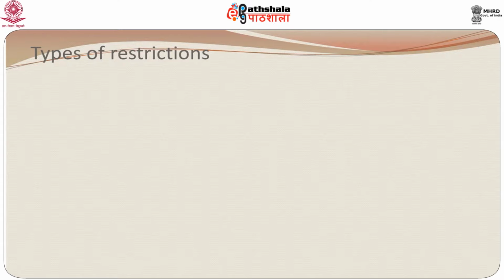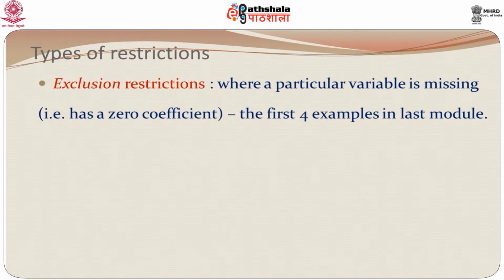An equation can have several types of restrictions. What we have already looked at are what are referred to as exclusion restrictions. What are exclusion restrictions? In this case, a particular variable is missing, but then, as we said, we are not looking at variables missing, we are putting this in terms of the parameters. So, a particular variable is missing means that the variable has a 0 coefficient in that equation. These sort of exclusion restrictions are the ones that we had looked at in the first 4 examples we did in the last lecture.